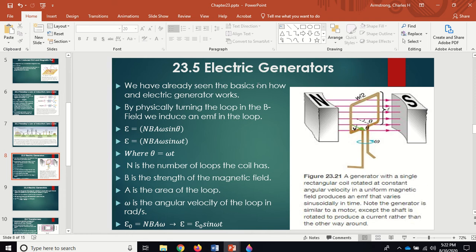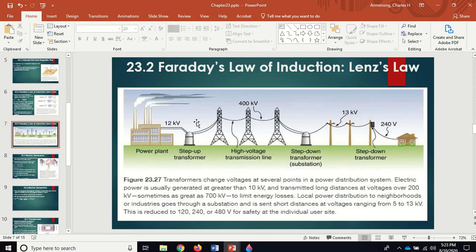So we've already seen the basics of how an electric generator works by physically turning. You know what? I think this guy's in the wrong place. Hold on a second.